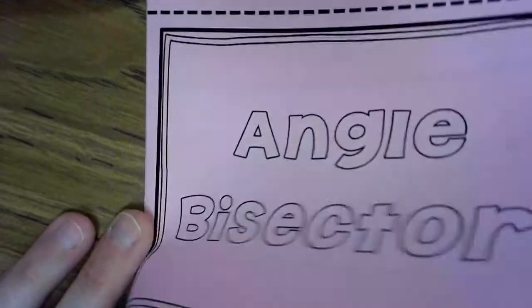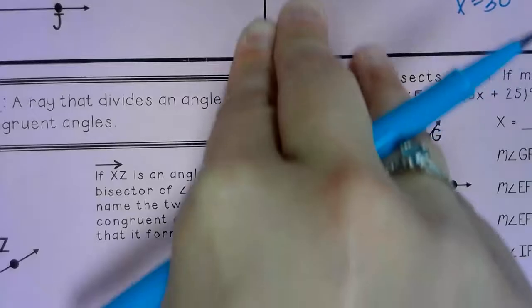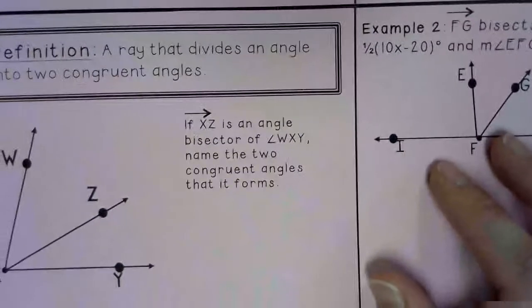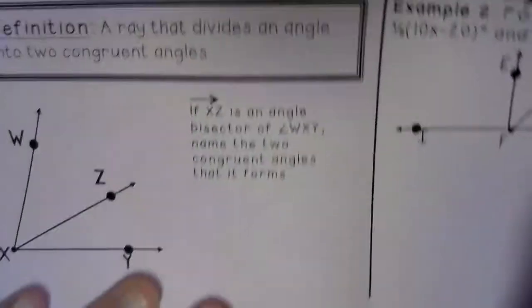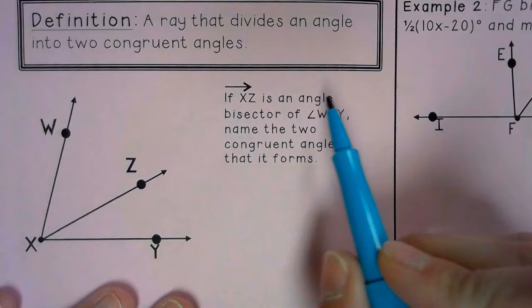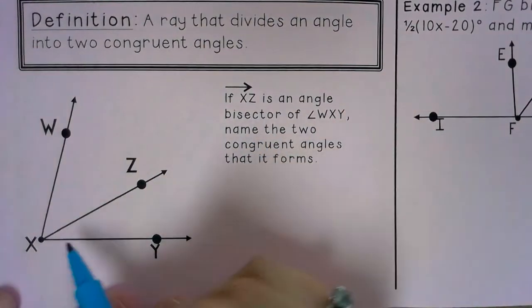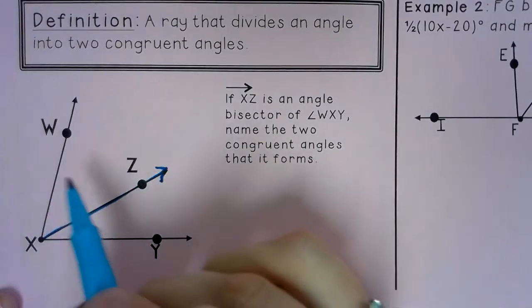Okay, all right. Angle bisector. An angle bisector is just a special version of the angle addition postulate. And so it says that a ray that divides an angle into 2 congruent angles. That's an angle bisector. So for example, if XZ is an angle bisector, so XZ, here's my ray. It divides this angle into 2 congruent angles.